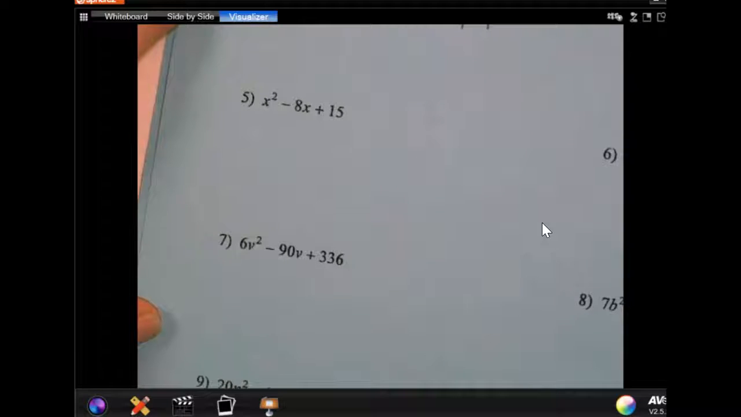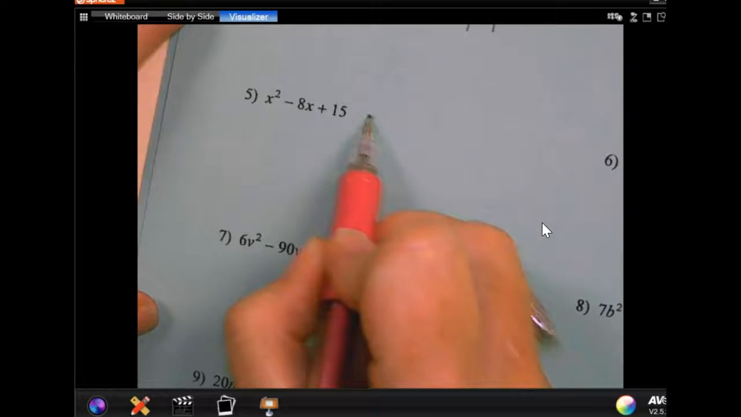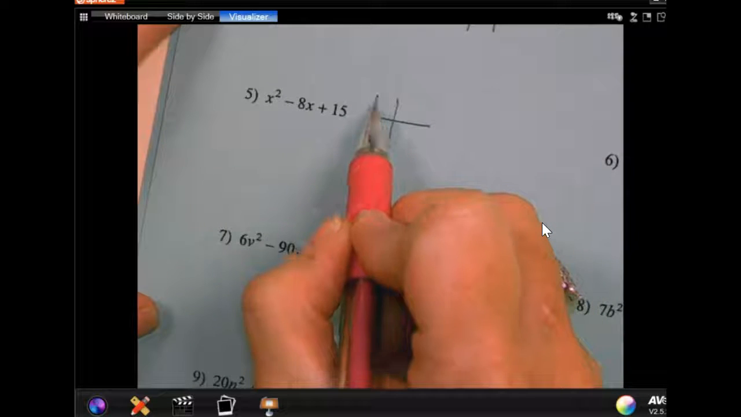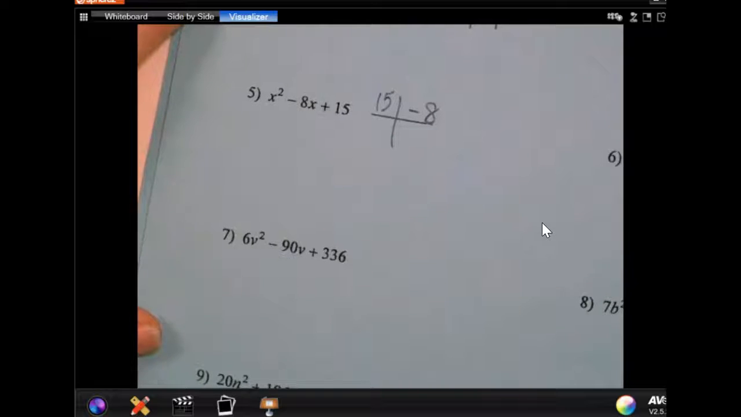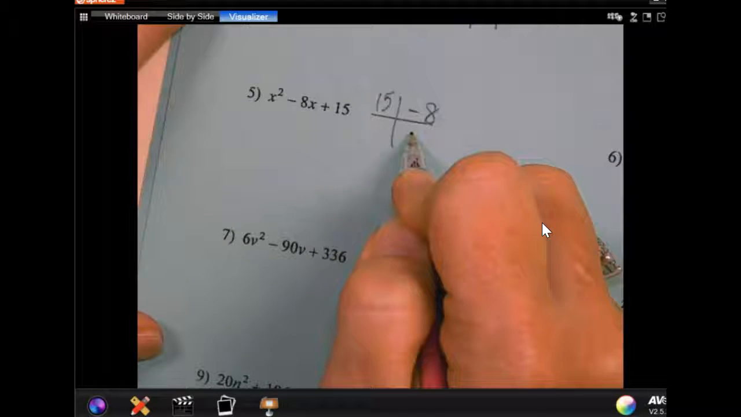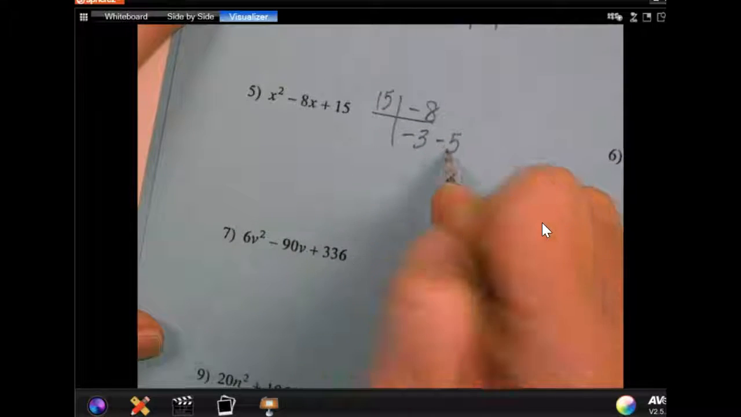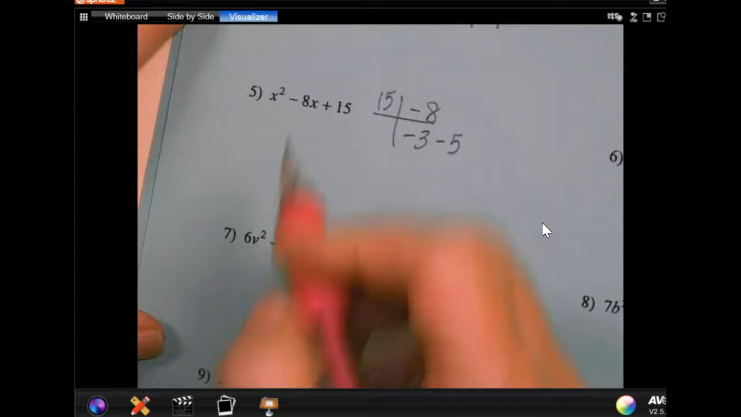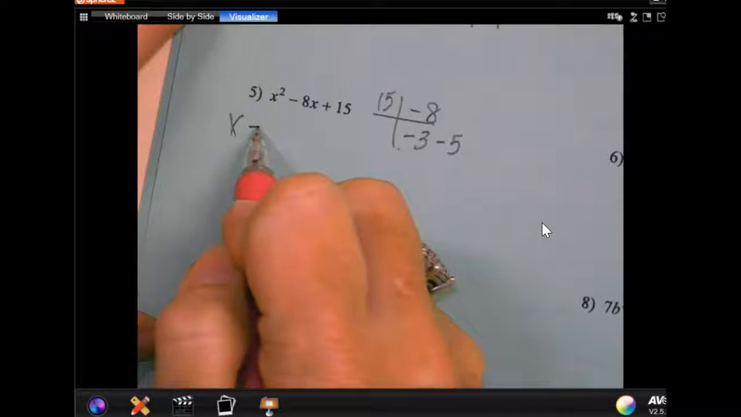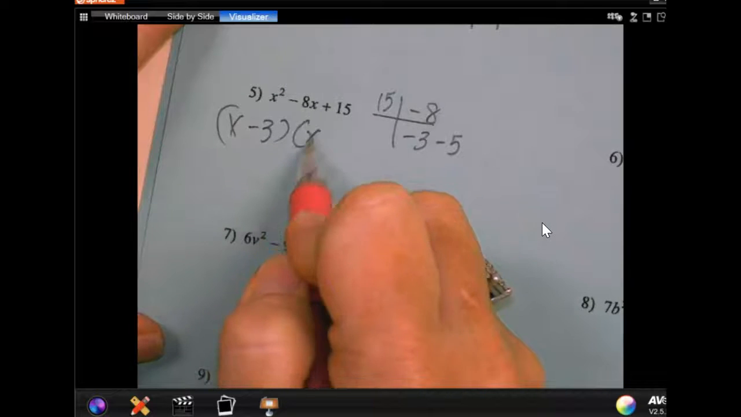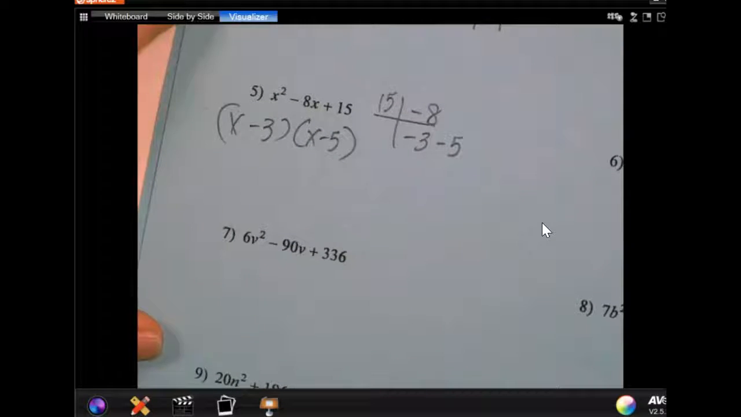There you go. So, here, a times c this time is 15, and the b is negative 8. So I want factors of 15 that multiply and add to negative 8. Very good. They're both negative because the negative times the negative gives you a positive. So we get x minus 3 times x minus 5. And again, they're not set equal to 0. So I just want the factors, not solutions.